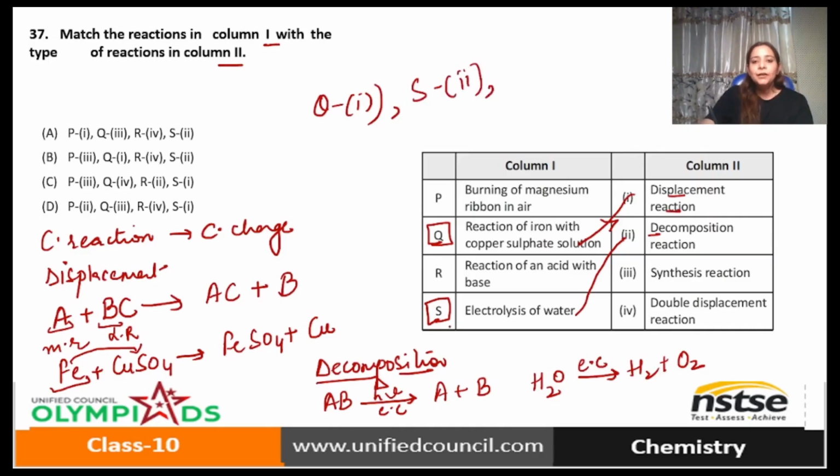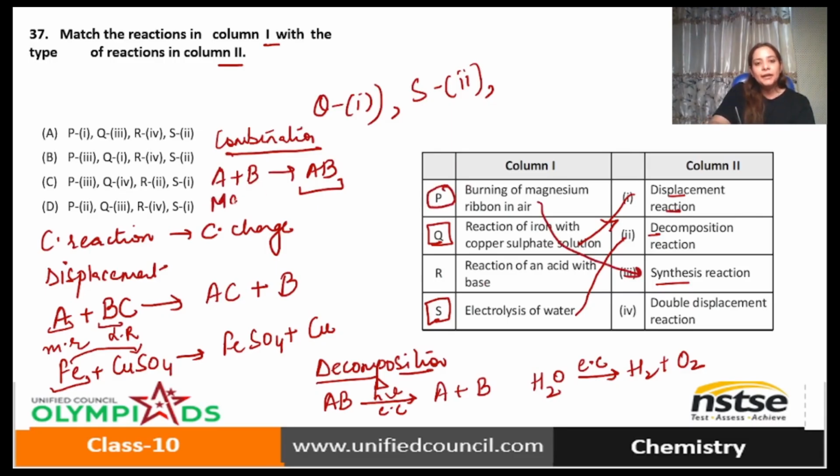Moving on to the next, synthesis. Synthesis can also be called a combination reaction. The main identification property of this reaction is that whatever you are mixing forms only a single product. Out of this, P is a synthesis reaction, because P indicates magnesium burning in oxygen. Mg and O2 are reacting, but we get a single compound, MgO. So P matches with 3.